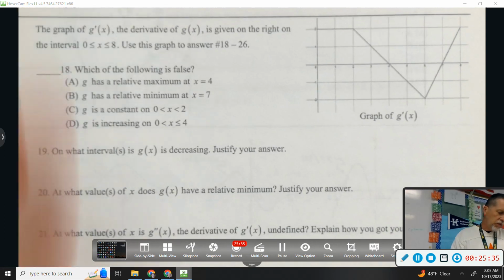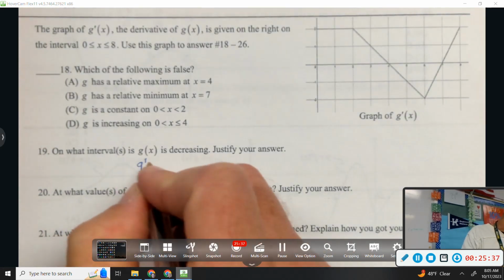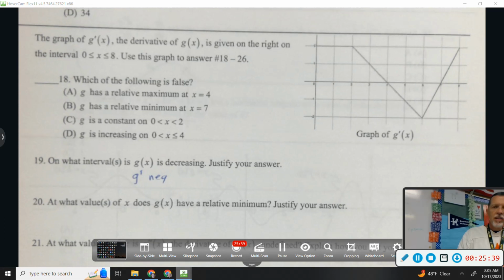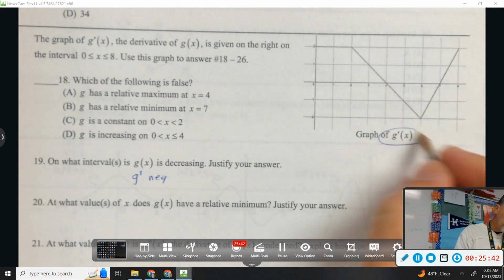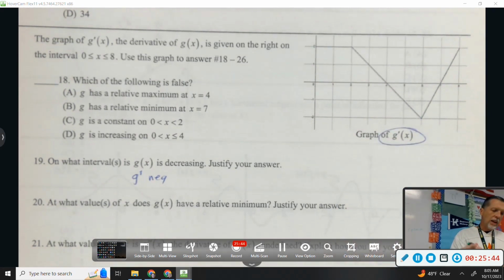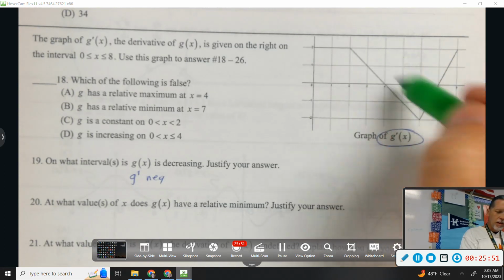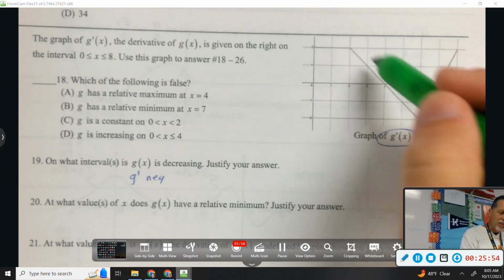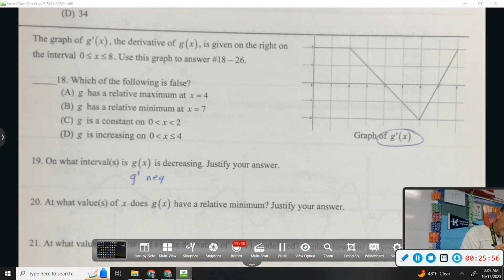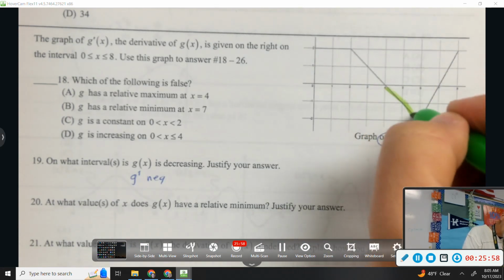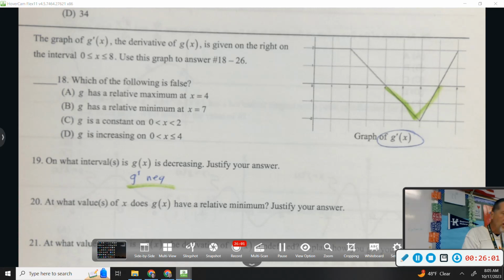On what intervals is g decreasing? That would be where g prime is negative. So I look at my graph of g prime. Again, please be careful. That's the graph of g prime. A whole bunch of people are going to say, oh, g is decreasing from there to there. Like, no, that's g prime is decreasing. G prime is negative right there. Again, you have to really be careful and train or trick your brain to know what to look for.